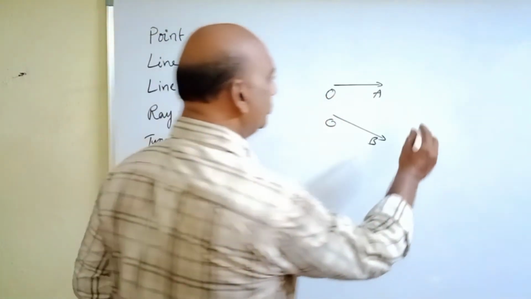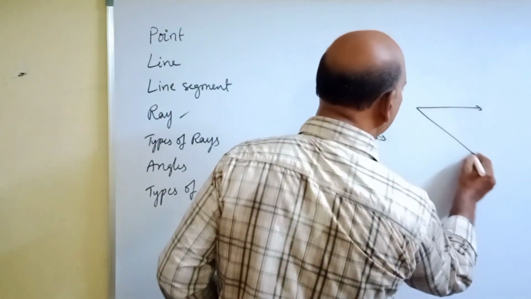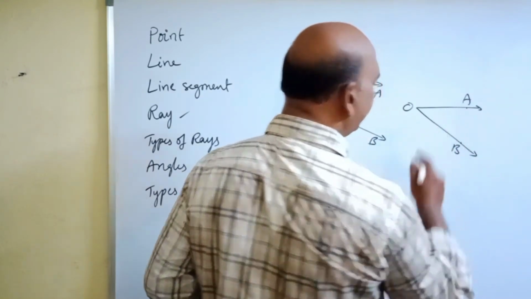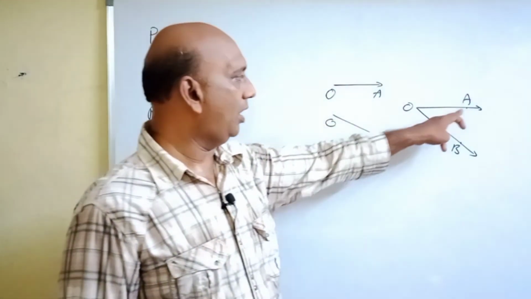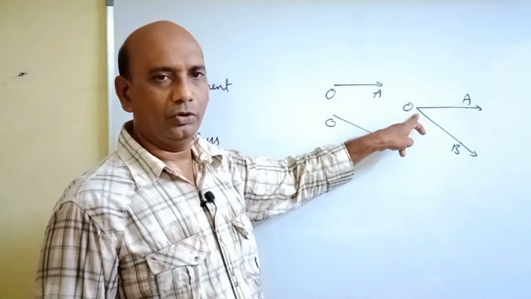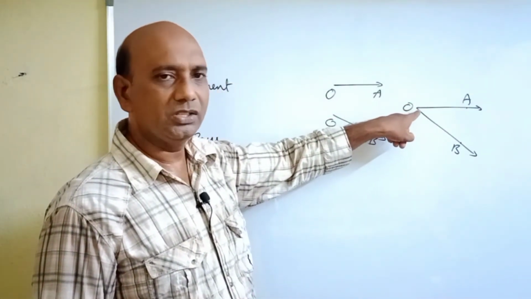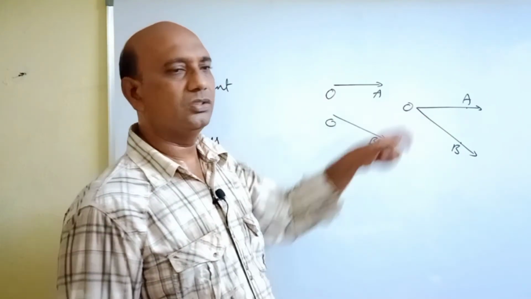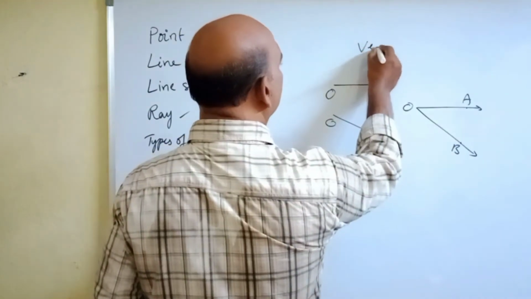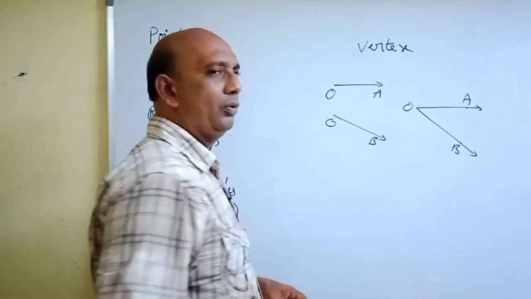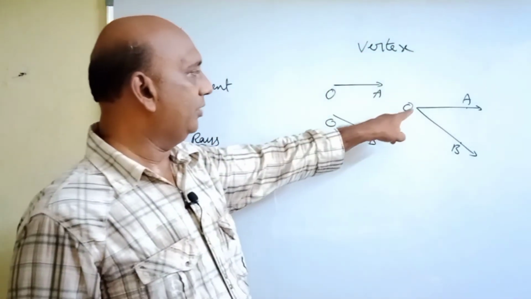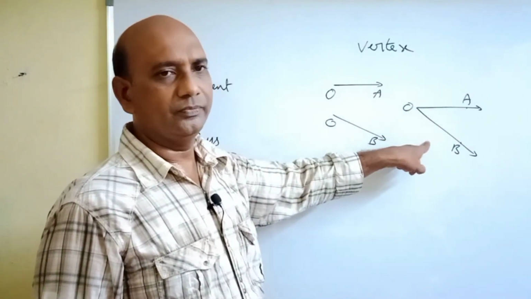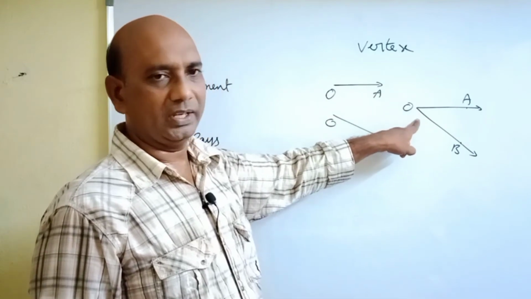If we combine these two rays, we will get a figure like this. O, this is A and this is B. These two rays have the common endpoint O. This common endpoint of any two rays is called the vertex. So here the vertex is O. O is the common endpoint of the two rays. This O is called the vertex.